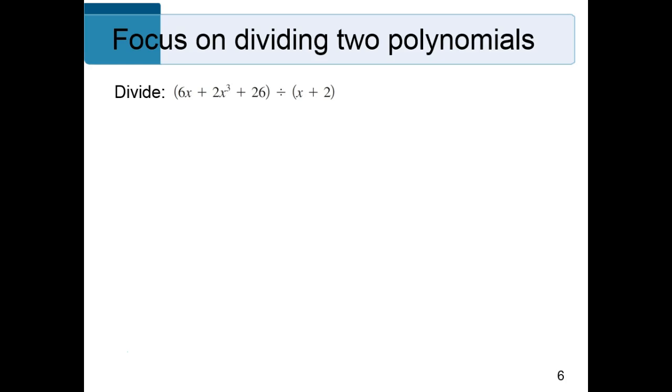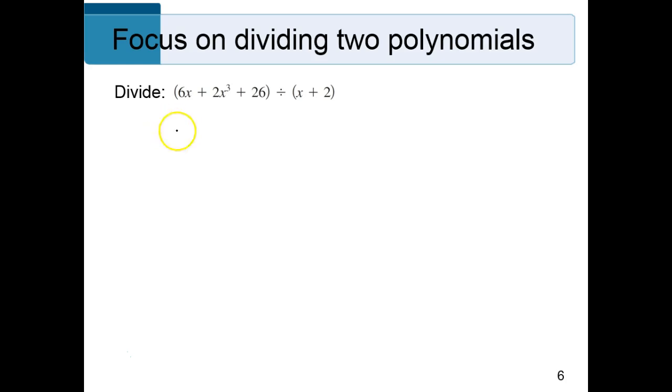This is a division problem. We don't like them. No, we love them, okay? What's wrong with it? It's not in standard form. Your dividend is not in standard form. So that's the first thing you do. Write it in descending order of your powers.